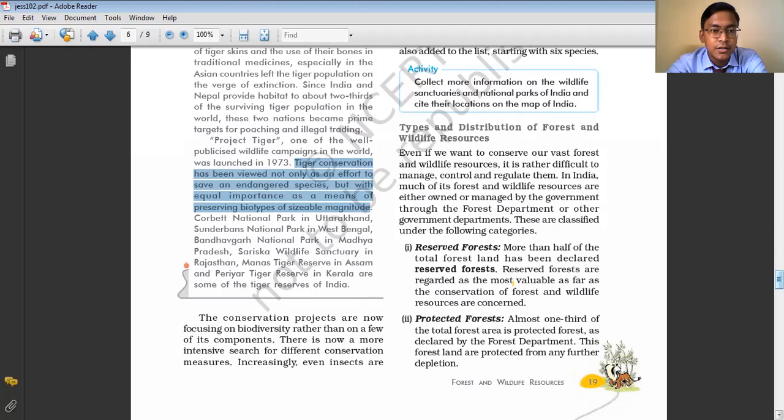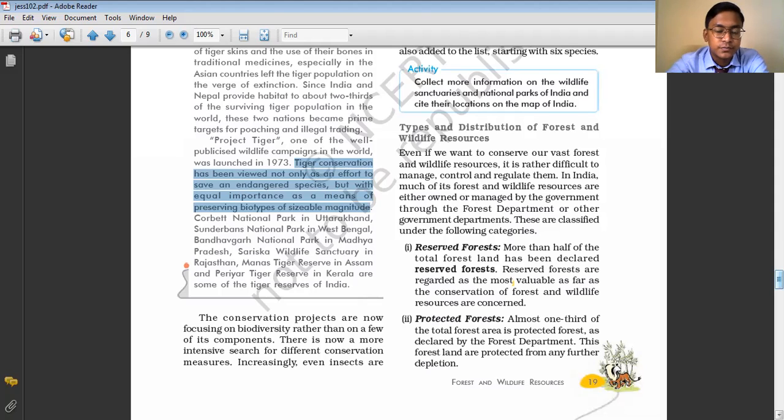But if the tigers are not there, what will happen? The animals of other species, their population will increase rapidly, which may cause a threat actually. So in order to maintain the balance, we need to maintain a sizable population of this tiger.